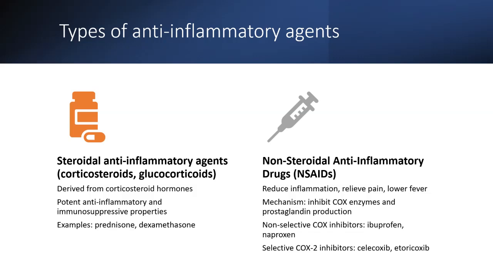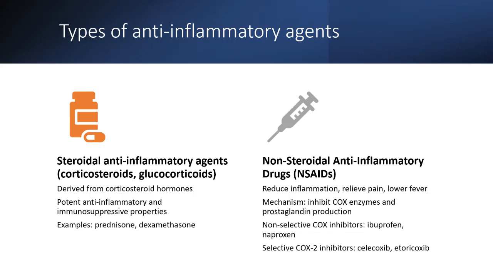Non-selective COX inhibitors, such as ibuprofen and naproxen, inhibit both COX-1 and COX-2 enzymes, affecting a broad range of inflammatory processes. On the other hand, selective COX-2 inhibitors, like celecoxib and atorvastatin, specifically target the COX-2 enzyme, which is primarily involved in inflammation and pain. This selective inhibition helps to minimize some of the gastrointestinal side effects commonly associated with non-selective NSAIDs.